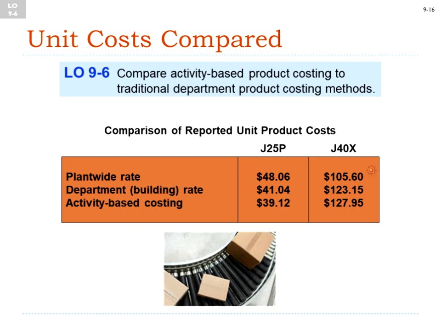But the opposite is true for the J40X product line. Originally it looked like it was fairly cheap or affordable, that it was only costing $105.60 for one of these items. But after refining your calculation, you realize that it's really closer to 127, 128 when you're doing activity-based costing.